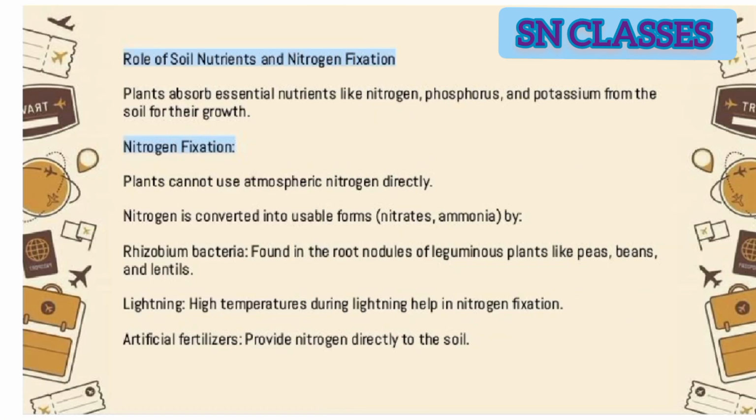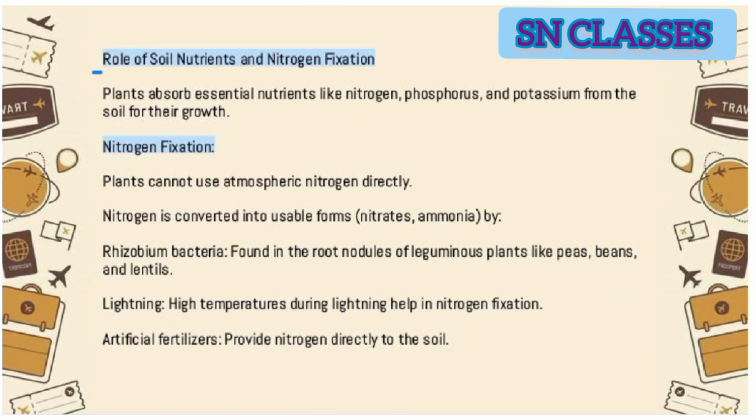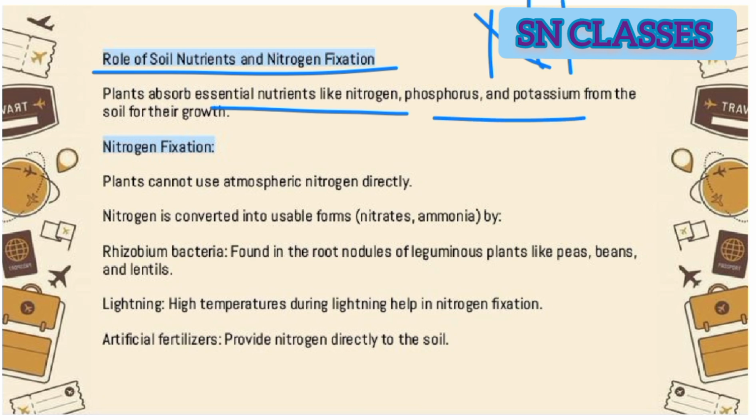Okay, so now let us move on to the next slide, that is the role of soil nutrients and nitrogen fixation. Plants absorb essential nutrients like nitrogen, phosphorus and potassium, simply called NPK, from the soil for their growth. Normally plants have to get these essential nutrients, that is nitrogen, phosphorus, and potassium. So, what about nitrogen fixation here then?